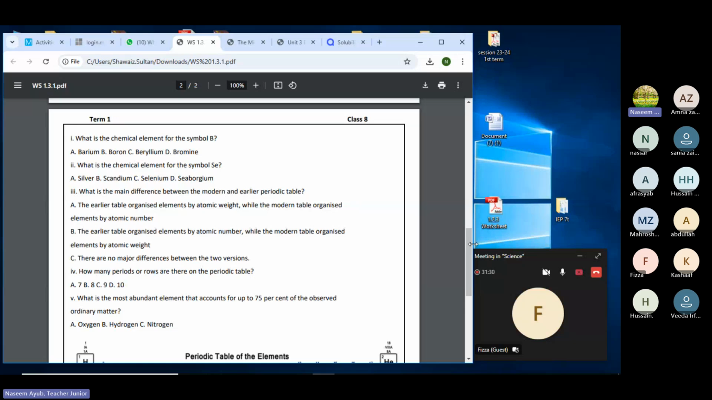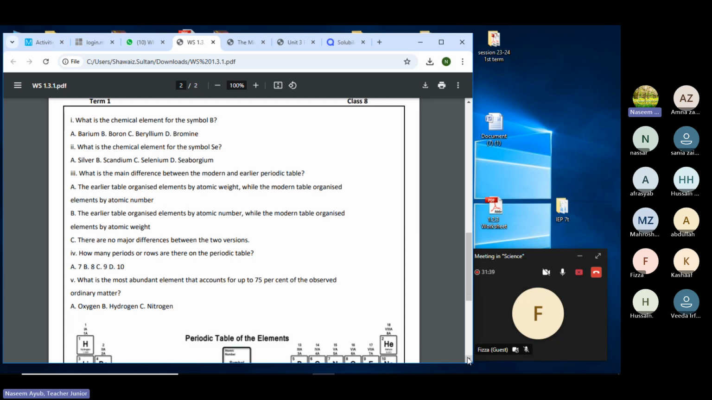What is the main difference between the modern and earlier periodic table? A is the earlier table organized by atomic weight. B is the earlier table was organized by atomic number. C, there are no major differences. The previous one was Mendeleev's periodic table, arranged according to atomic weight, and the modern periodic table is arranged according to atomic number. So option A would be correct.